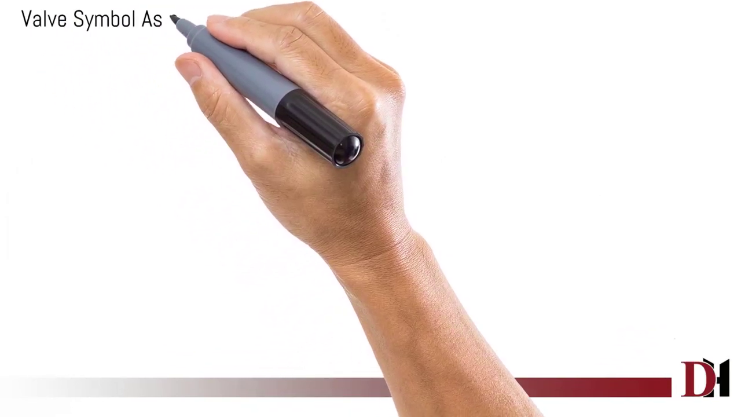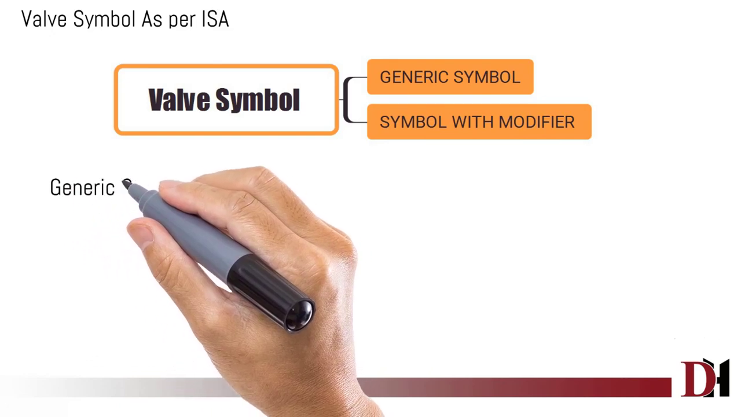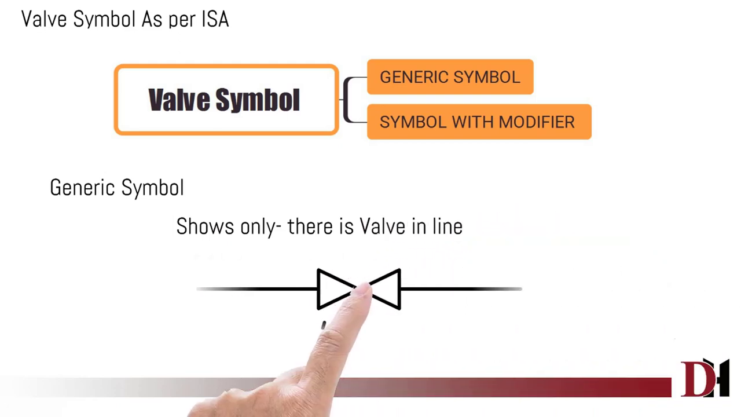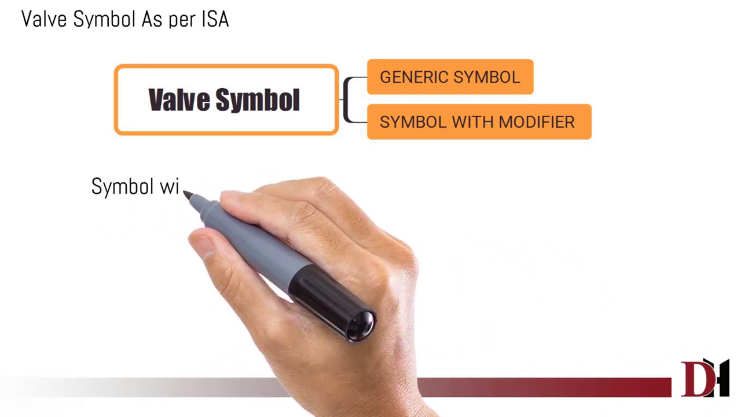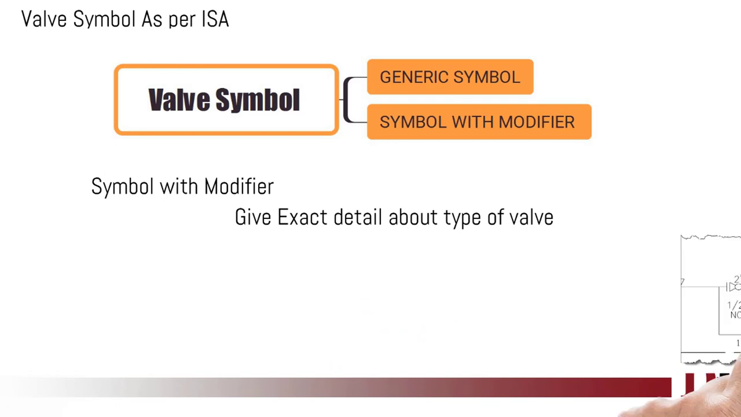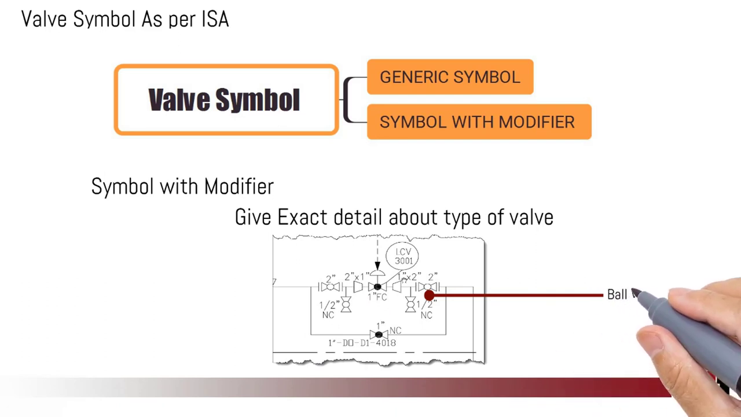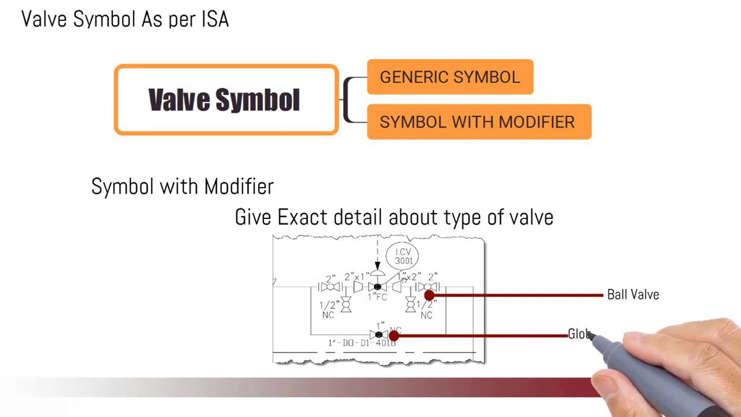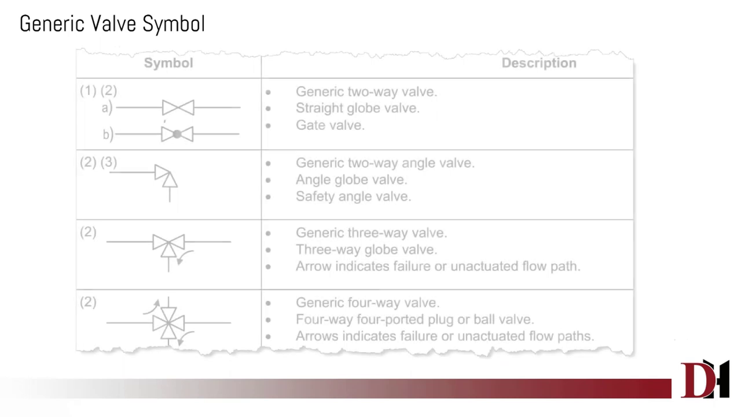Generally, valve symbols are of two types: first, generic symbol; second, symbol with modifier. A generic symbol shows only that there is a valve in the line, and does not give any information about the valve type. A symbol with modifier gives exact, detailed information about the type of valve. You can see in the picture. Generic symbol details you can see in this slide.